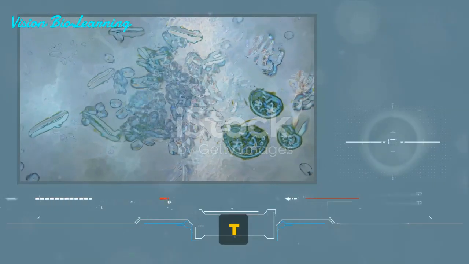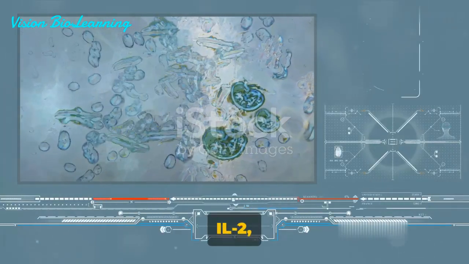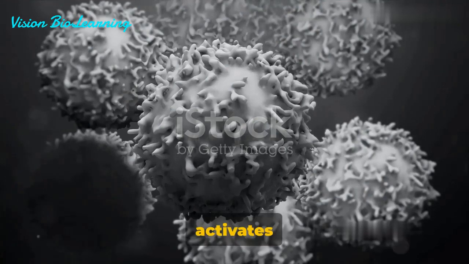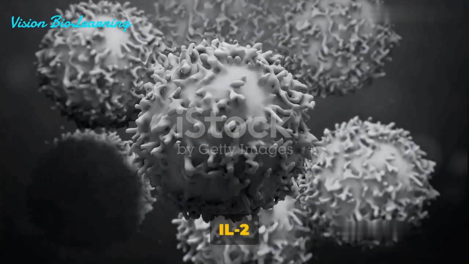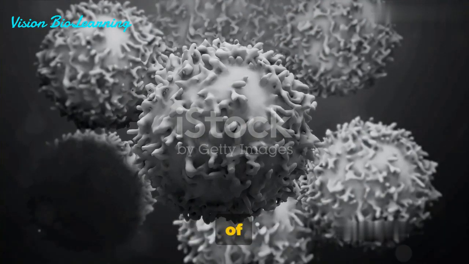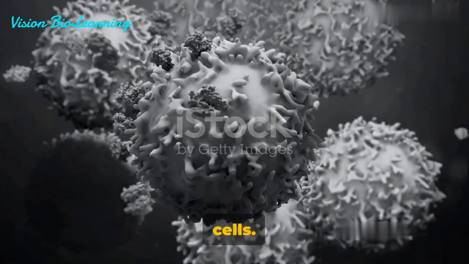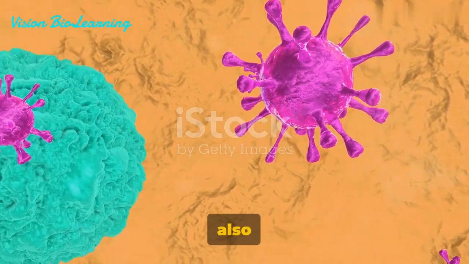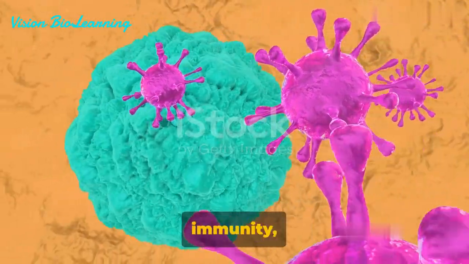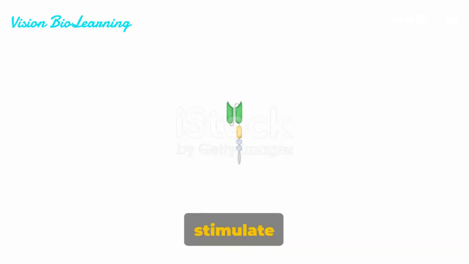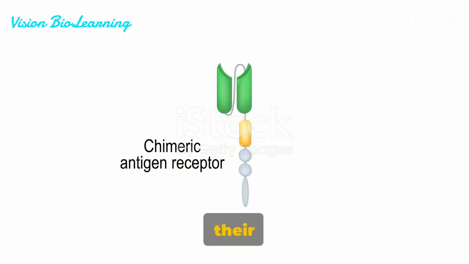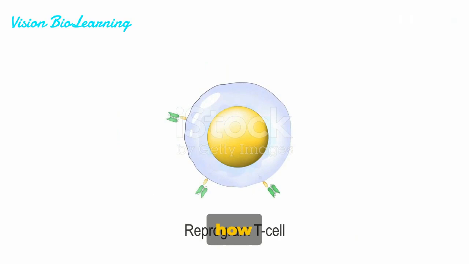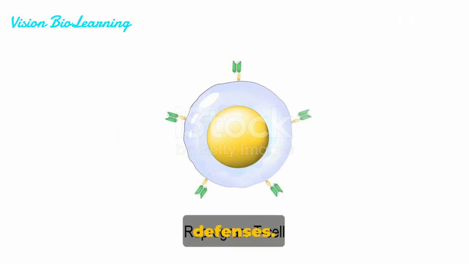Among these, the T cells release IL-1 and IL-2, two critical interleukins. IL-1 activates helper T cells, while IL-2 stimulates the proliferation of cytotoxic T cells and B cells. These actions not only bolster cellular immunity, but also indirectly promote humoral immunity, as the helper T cells stimulate B cells and their differentiation into plasma and memory cells. This is how our body rallies its defenses.